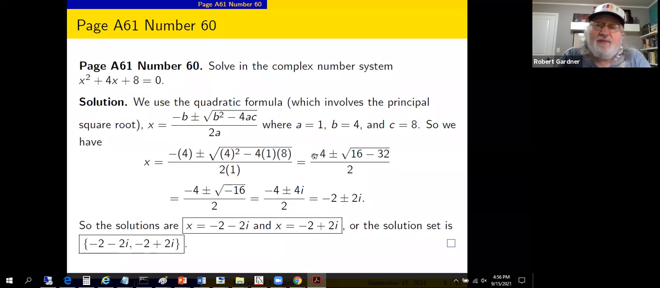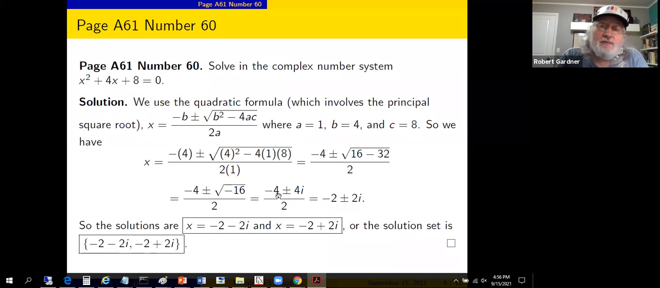Let's see, out front, we just have negative 4. Denominator simplifies to 2. So we're good on that. 16 minus 32 is negative 16. We got the square root of a negative real number. It's okay. If you'll let me use complex numbers, the principal square root of negative 16 is i times the square root of 16. Square root of 16 is 4. So this quantity is 4i. So we get negative 4 plus or minus 4i divided by 2.